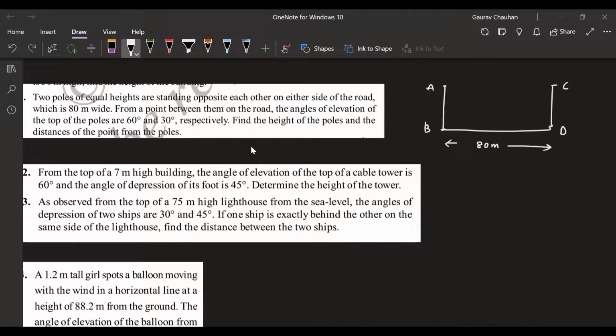From a point between them on the road, it's not exactly between them, somewhere in between, because if it was exactly between, these two angles would have been the same. Let's call this point P. The angles of elevation of the poles are 60 and 30 degrees respectively. The closer pole will be 60 degrees, and the farther pole will be 30 degrees. Find the height of the poles and the distance of the point from the poles.